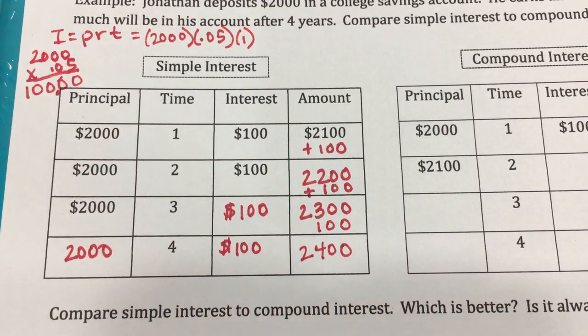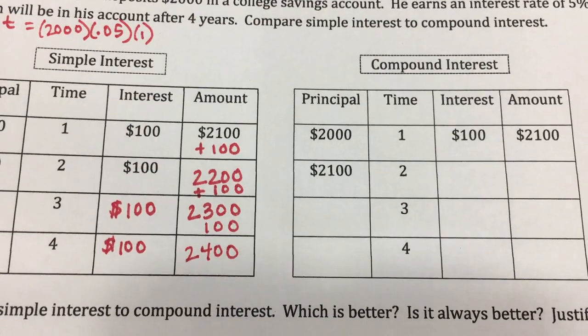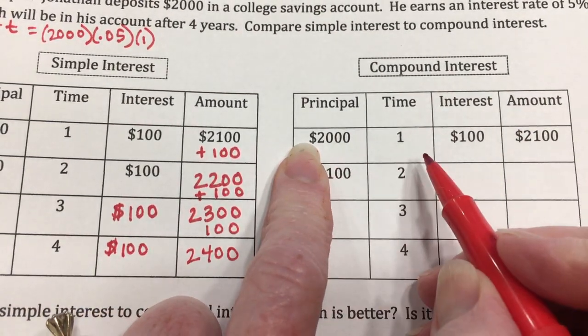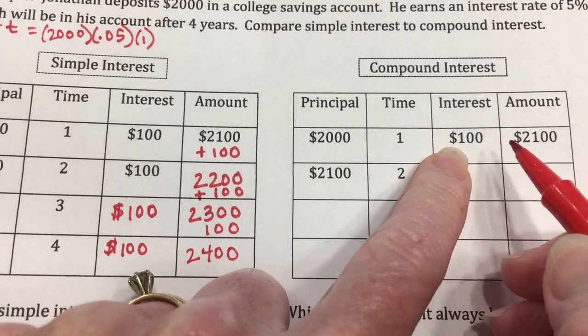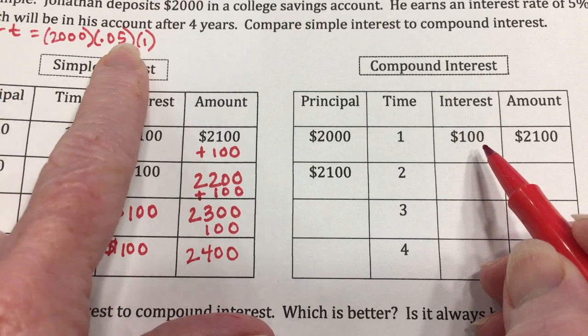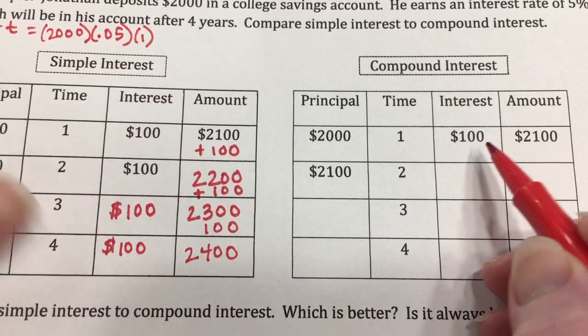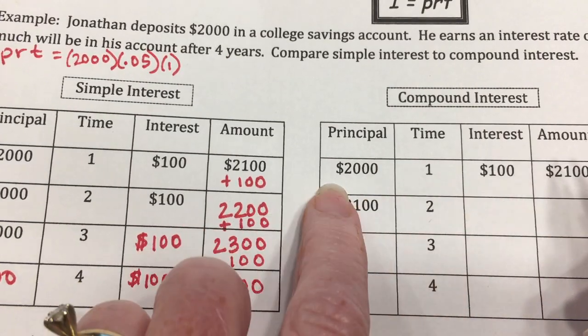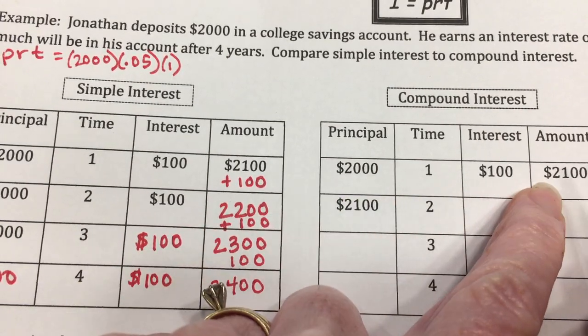Okay? All right, now compound interest, it's similar but a little different. He starts with the same principal, $2,000. He puts it in for a year. We know the interest is still going to be $100 because it's still the same rate. So 2,000 times 0.05, this part doesn't change. It was $100. So when we add that to the 2,000, we get $2,100.